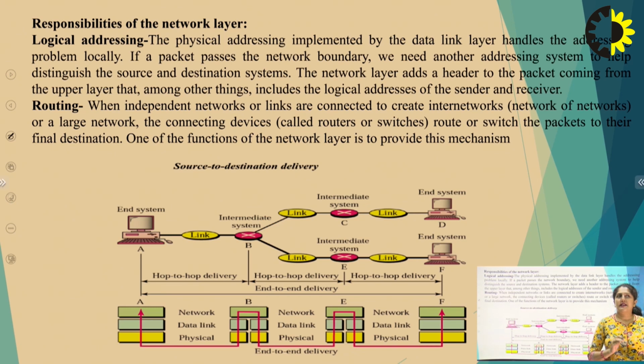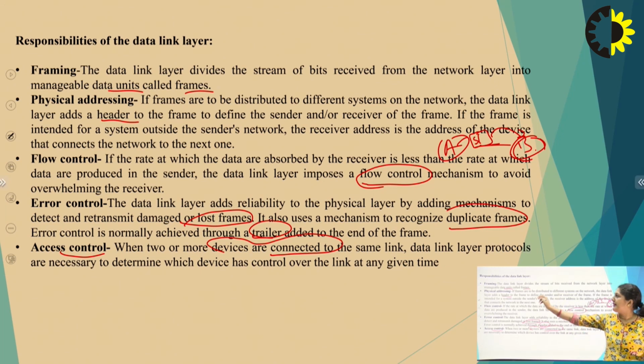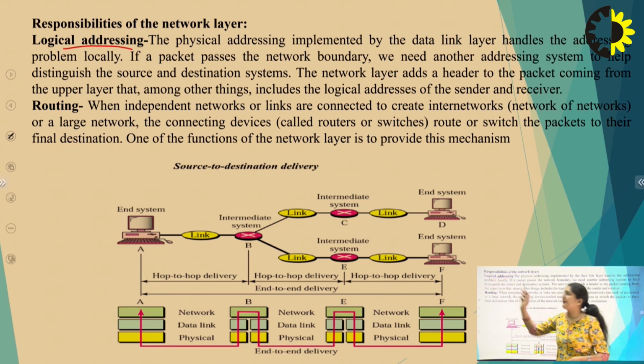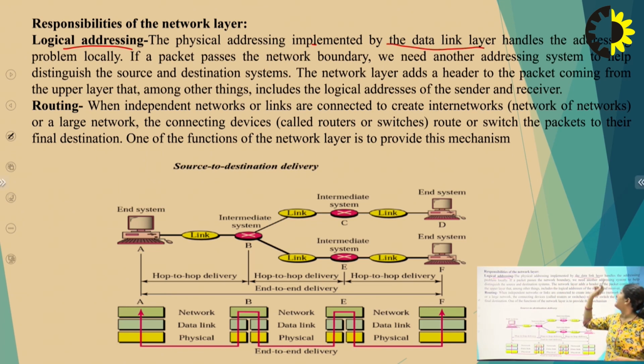Firstly, logical addressing. In the data link layer, we use physical addressing, but in the network layer, we are concerned with logical addressing, meaning IP addresses, where we use IP version 4 and IP version 6 addresses. IPv4 is an old version. Now we use IP version 6. So what is logical addressing? The physical addressing implemented by the data link layer handles the addressing problem locally. If the packet passes the system boundary, we need another addressing system which distinguishes the source and the destination system.